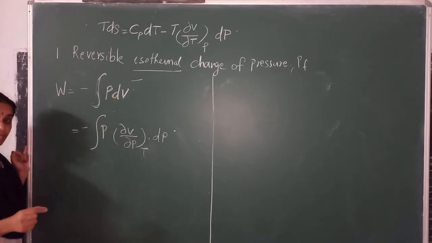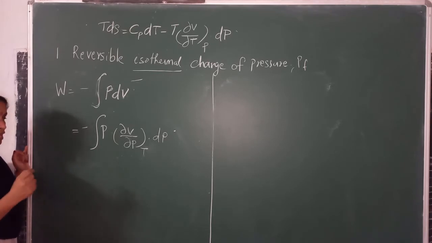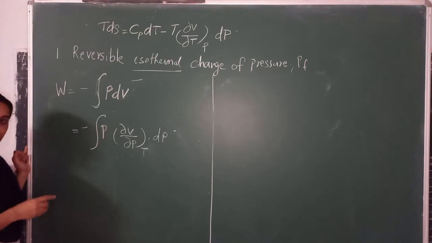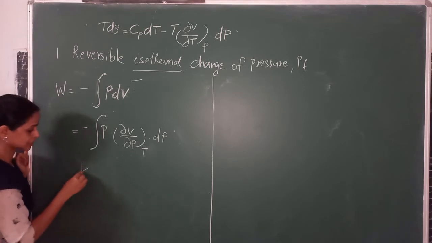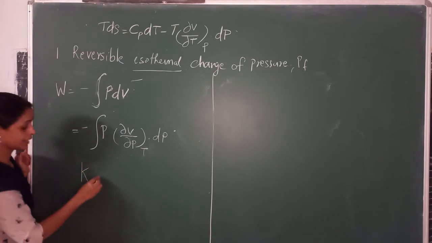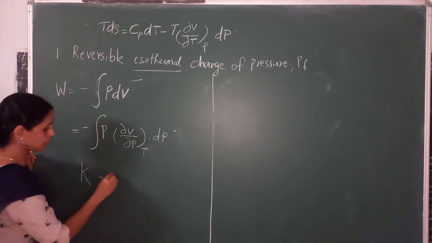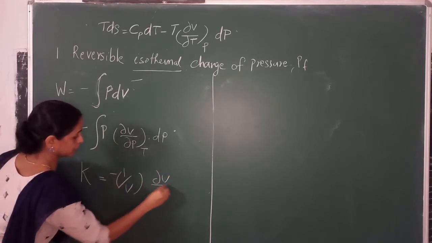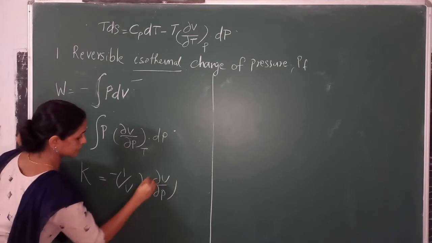So we can replace dV with a partial derivative of this quantity. Like beta, that is volume expansivity, we have isothermal compressibility, that is usually represented by the letter kappa, which looks like K, so we can just write it as K. K is equal to minus 1 by V into dou V by dou P at T.